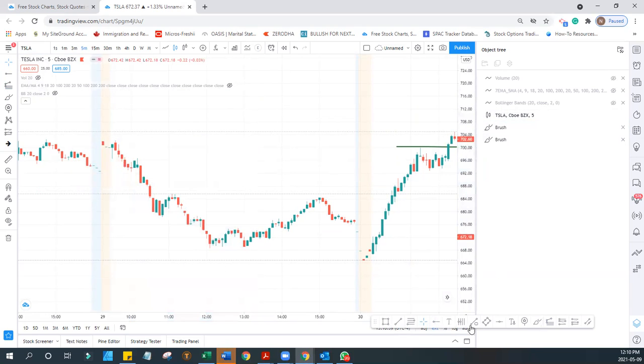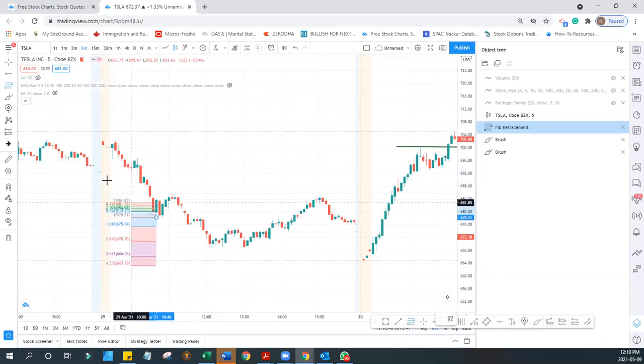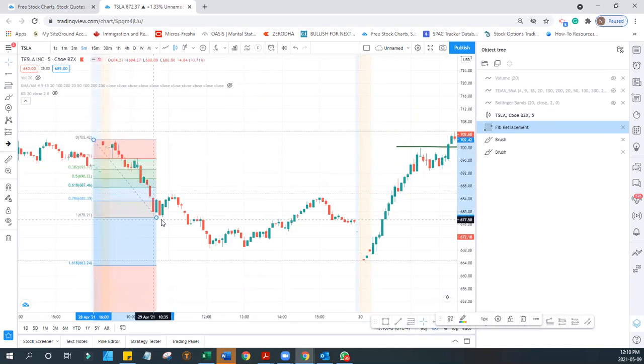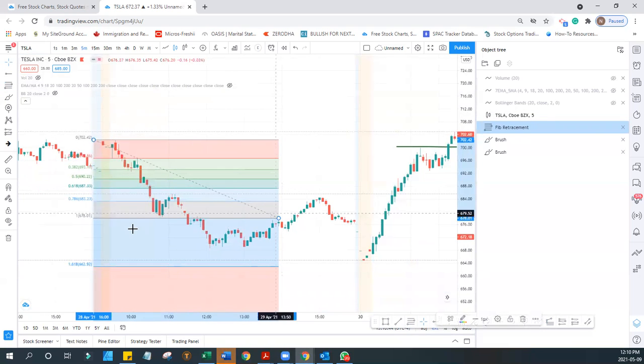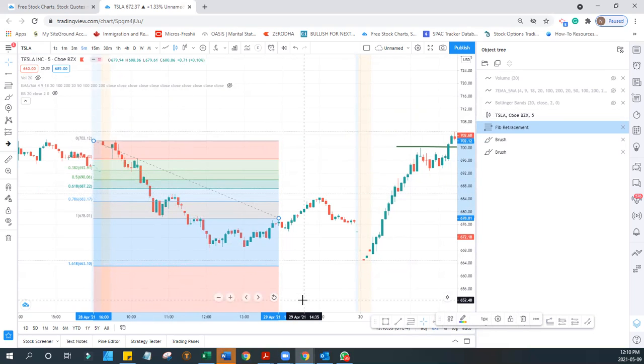Okay, let me see the normal one. Let's see the normal one. The price tried to go up, but it couldn't sustain even the 61%, and then it fell. So usually it gives you a big idea whether the price is on a downtrend or an uptrend.